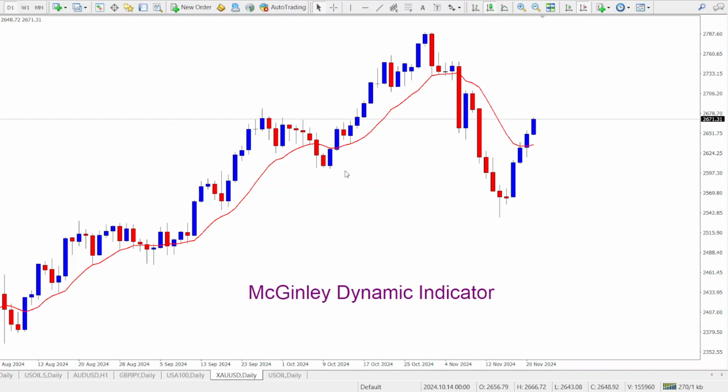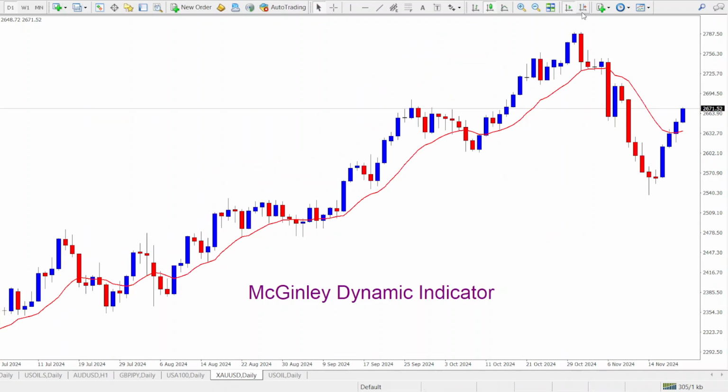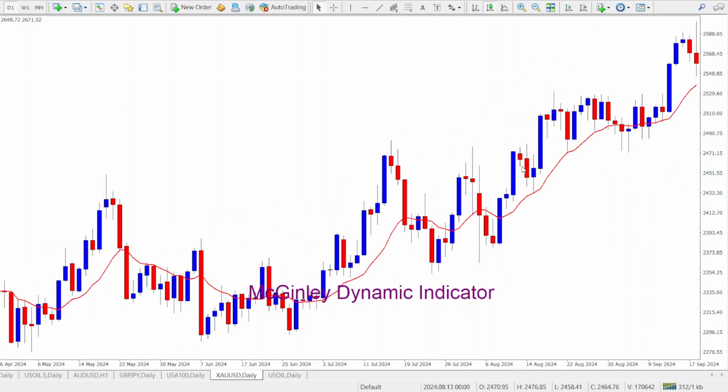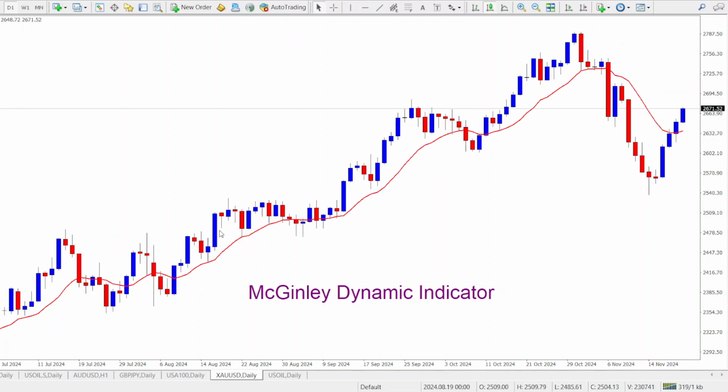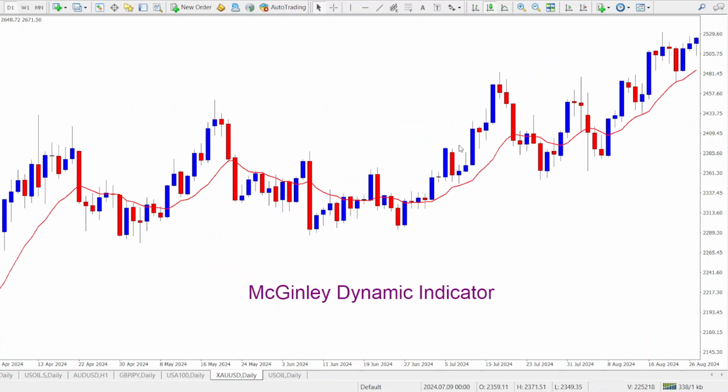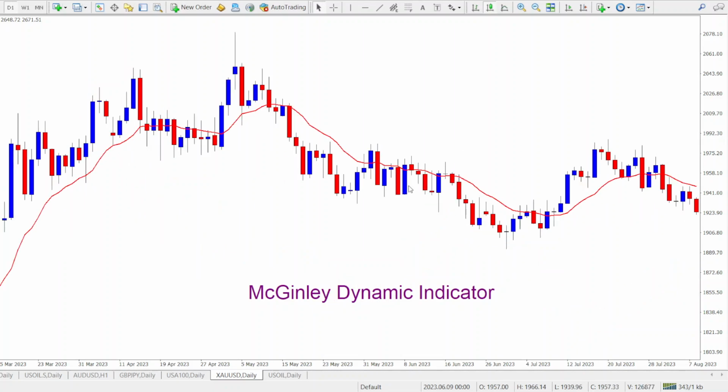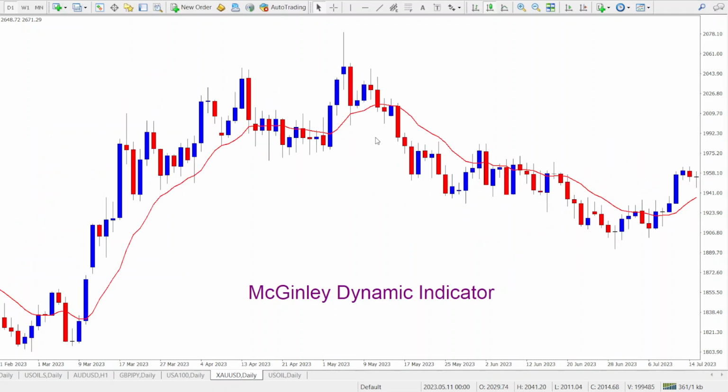By simply judging whether the price is above or below the dynamic trend line, traders can quickly identify the current market trend and make more informed decisions. Using this indicator is quite straightforward. When you have the price trading above the McGinley Dynamic Indicator, it shows that that is a bullish trend. On the other hand, when you have the price trading below the indicator, it shows that that is a bearish trend.